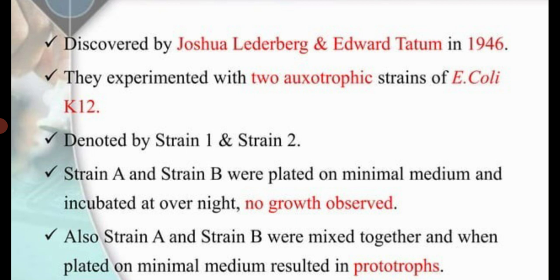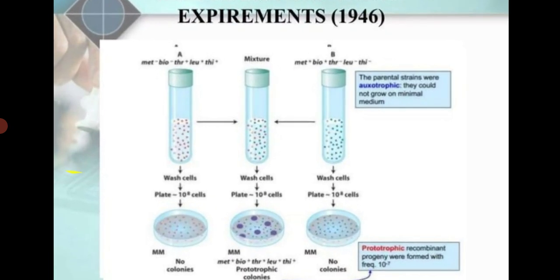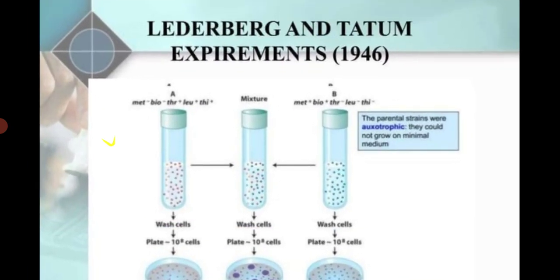It showed that something happened due to which strain A and strain B grew on the media. This is the experiment carried out by Lederberg and Tatum.